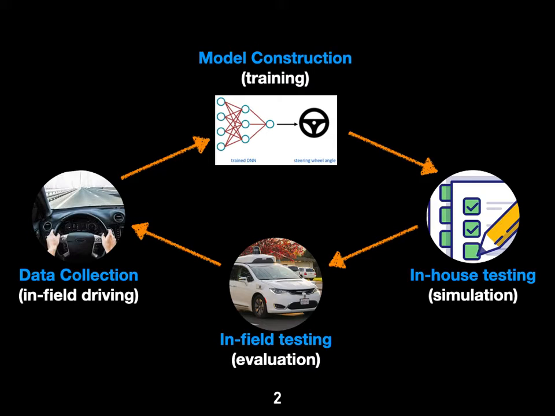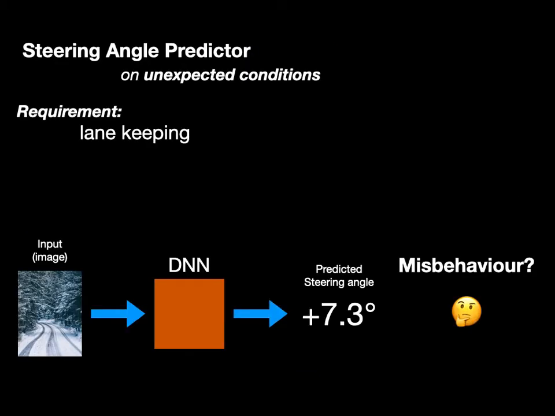Once the model is trained, it is further tested on simulation platforms until a certain adequacy criteria is met. Then, the model is deployed on a real car and it is further tested in the field. So, what is a misbehavior for this kind of software? A misbehavior is nothing more than a deviation from the test requirements, and the main test requirement here is that the car should stay on road.